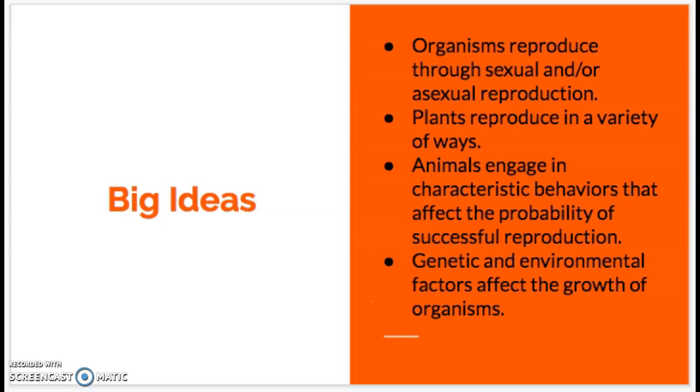Some of the big ideas from this unit are that organisms reproduce through sexual and/or asexual reproduction. Plants can reproduce in a variety of ways. Animals engage in characteristic behaviors that affect their probability of successful reproduction. And genetic and environmental factors affect the growth of organisms.